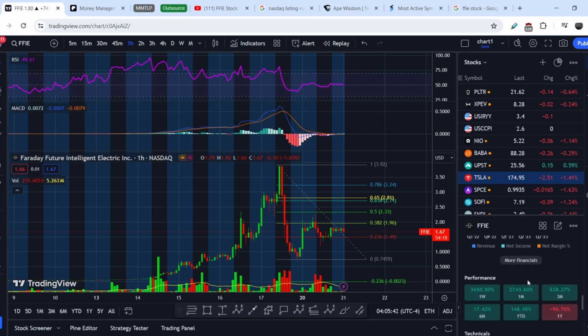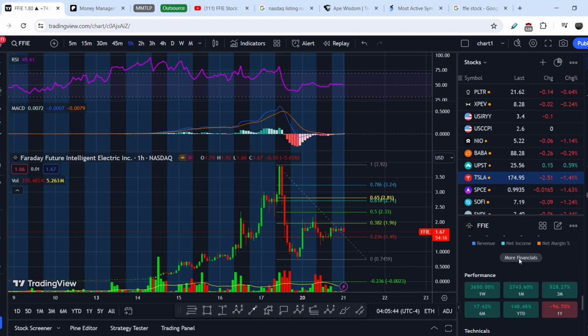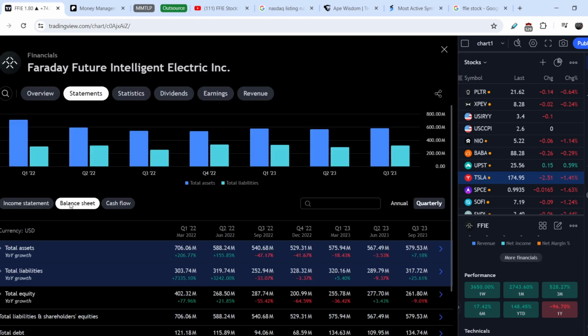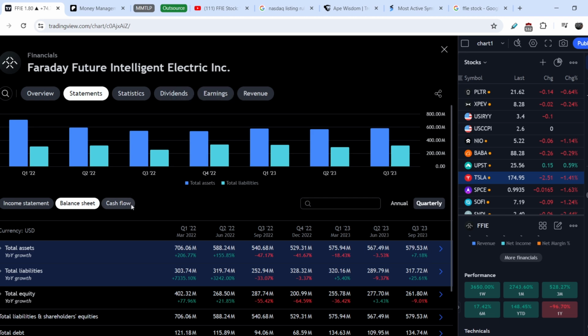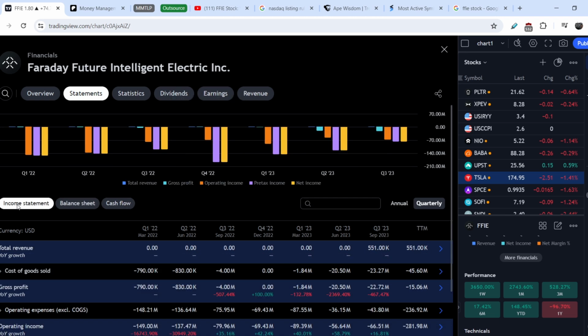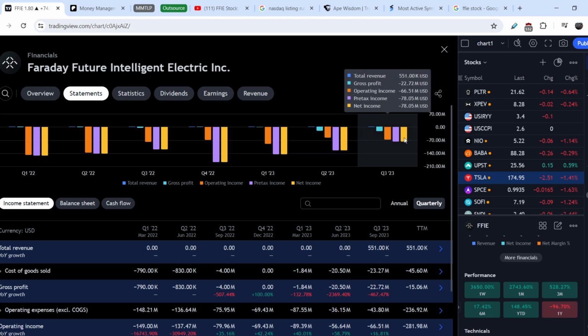Let me show you that if you click on this button, More Financials, you will see their balance sheet, and in general they have total assets at the level of $579 million, with total liabilities of $317 million. And in general, it is quite a good sign when the company can cover its liabilities with its assets. But on the other hand, if you click on the income statement, you can see that they are losing money, and they are in the red for about $78 million a quarter.